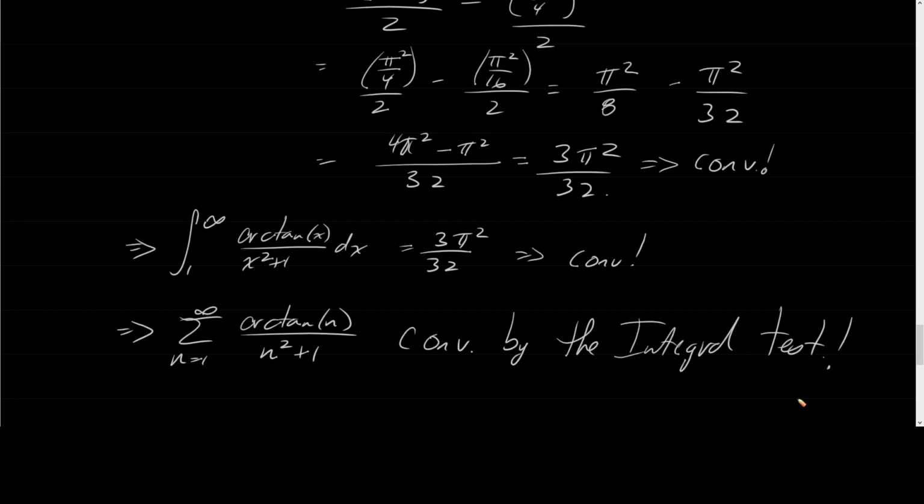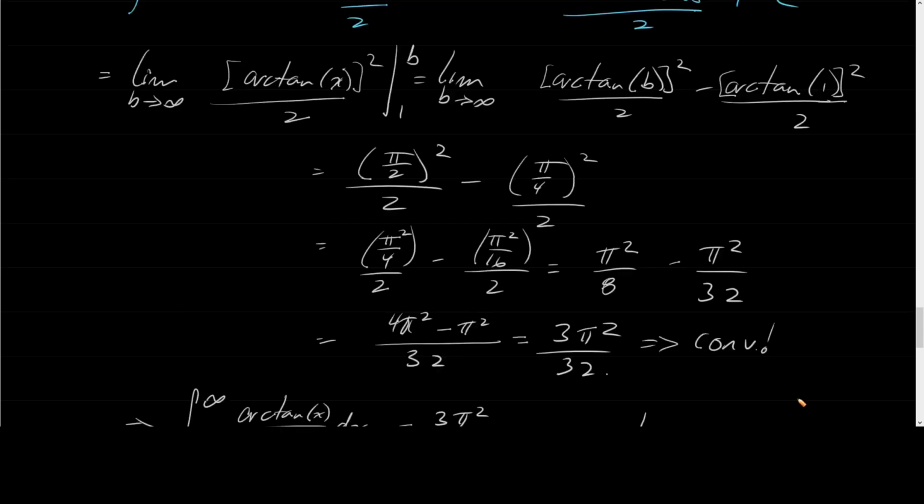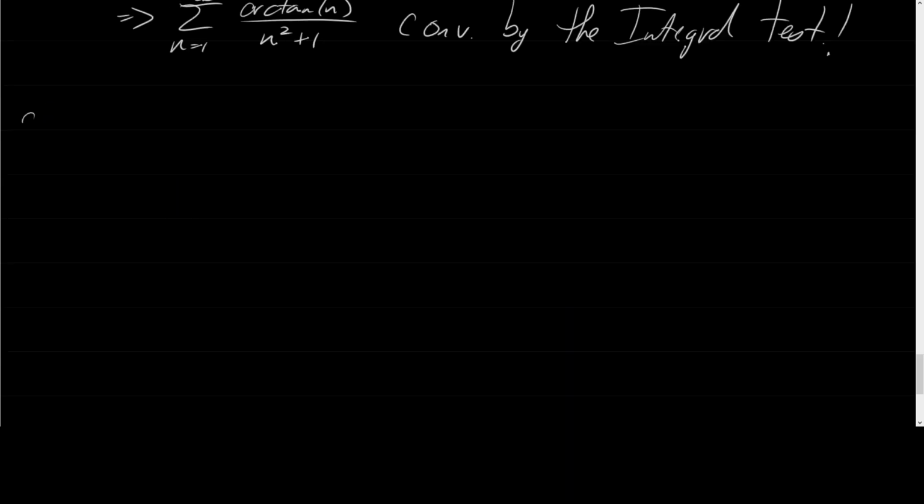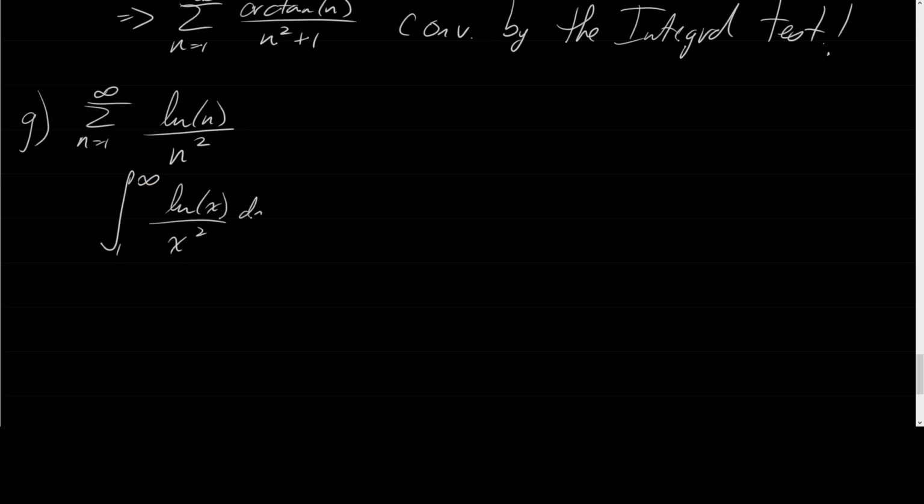All right, and there you go. Let's do one more. So what was this one? F. So G. Let's say I had the series from n equals 1 to infinity of ln of n over n squared, right? And again, I'm going to do the integral test here. So let's see. So it's the integral from 1 to infinity of ln of x over x squared dx.